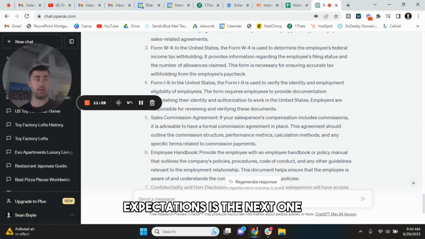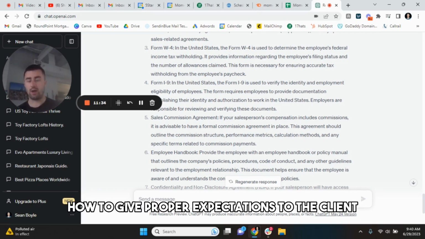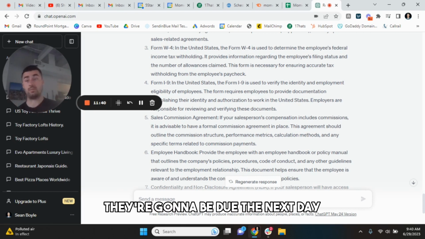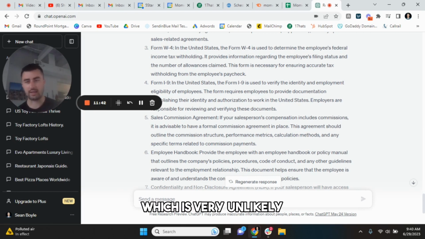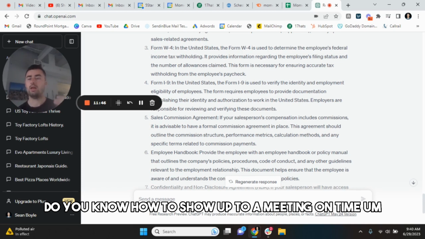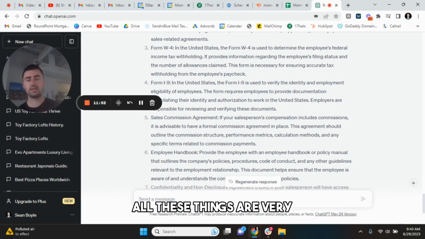Expectations is the next one, and I think this is the most important one. Really saying to yourself, hey, from a sales perspective, do you understand how to give proper expectations to the client where assets are due at a certain time rather than saying, oh, they're going to be due the next day, which is very unlikely, pissing off the client? Do you know how to show up to a meeting on time and not make the client wait 5 minutes? All these things are very, very important.